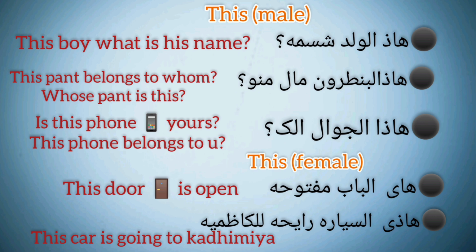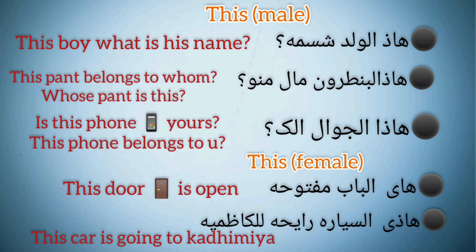But for singular feminine, مفرد مؤنث, we have هاي. هاي الباب مفتوحة. This door is open. And the next example, هذه السيارة رايحة للكاظمية. This car is going to كاظمية. السيارة is feminine. Because السيارة is feminine, then we have to have feminine pronouns, هذه or هاي.